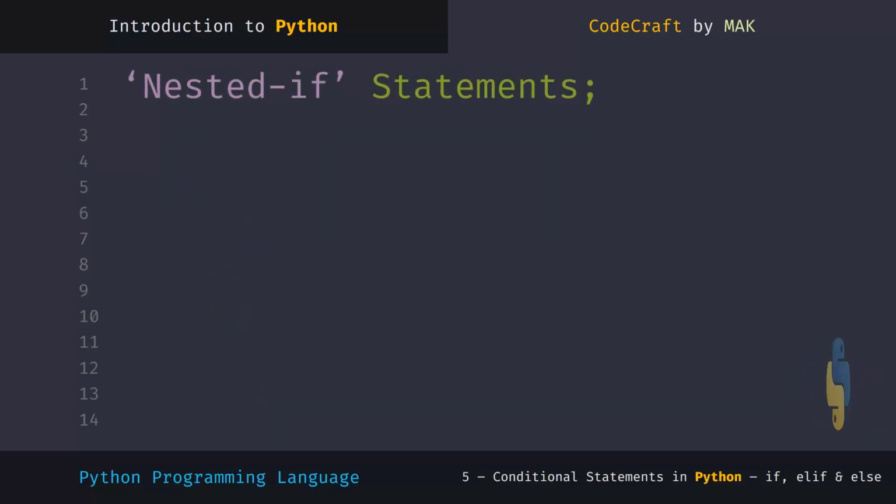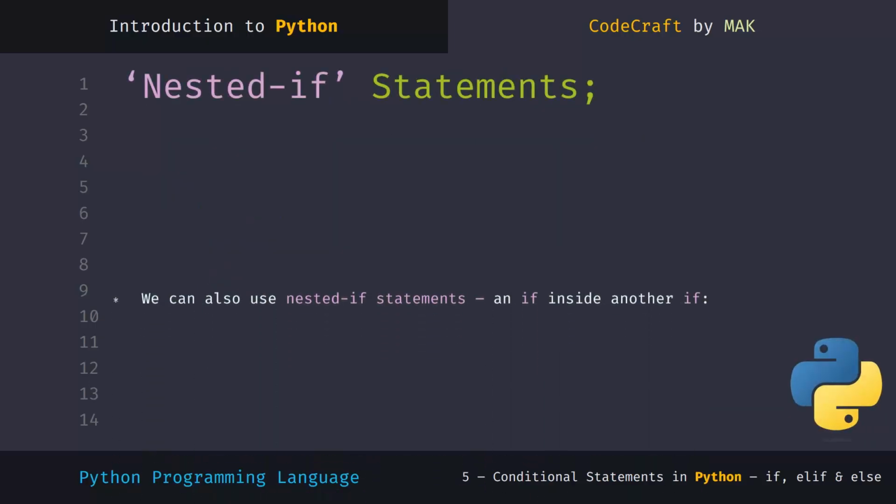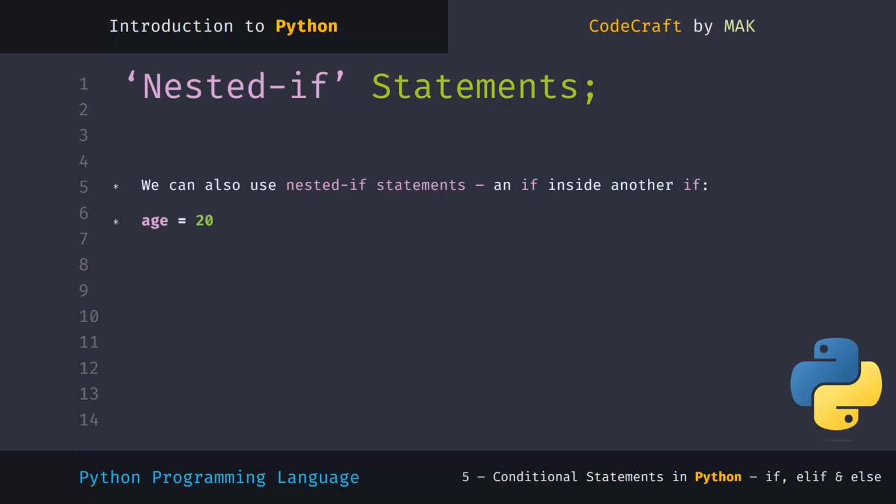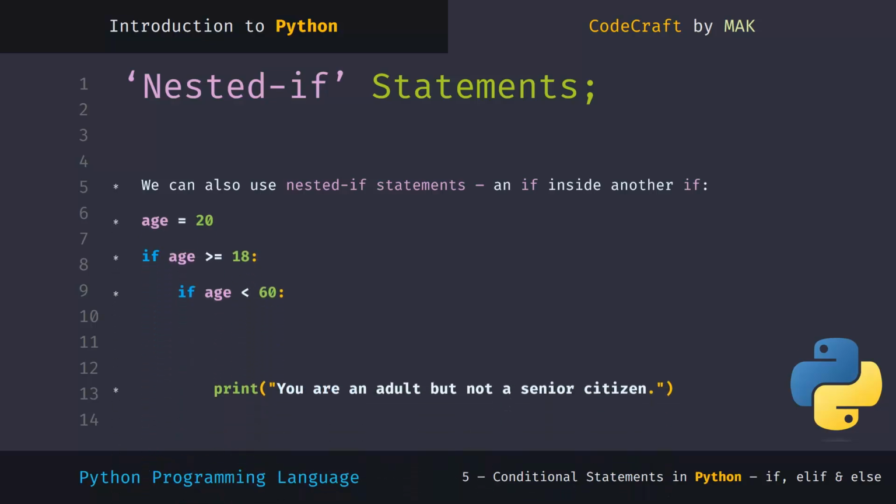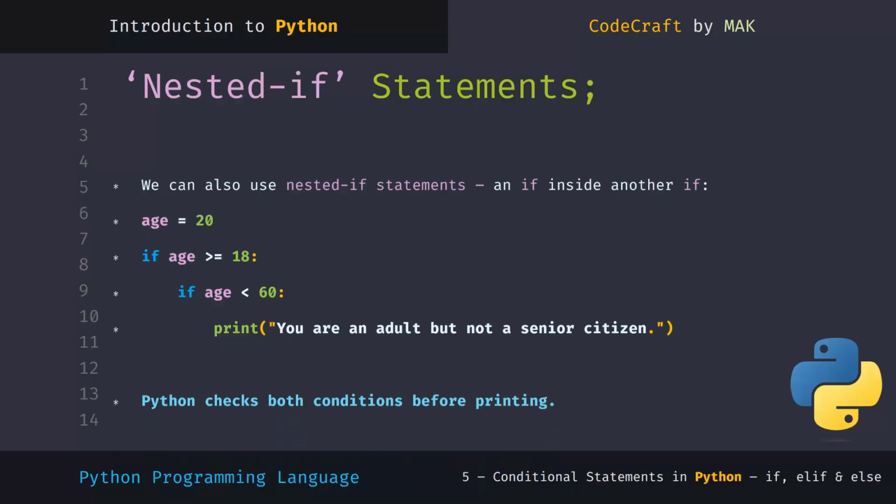We can also use nested if statements, an if inside another if. For example, age equals 20. If age is greater than or equal to 18, if age is less than 60, print "you are an adult but not a senior citizen". In this case, Python checks both conditions, if age is greater than or equal to 18 and also less than 60.